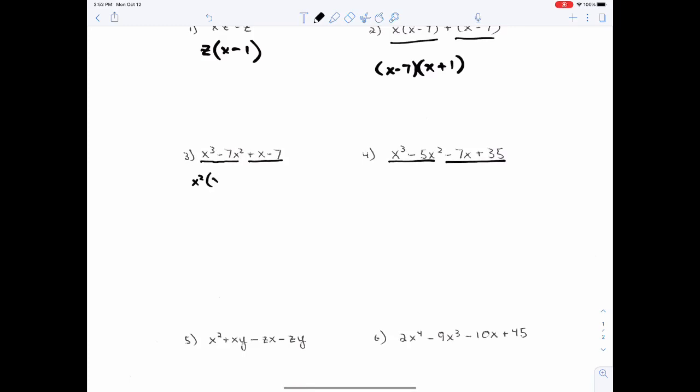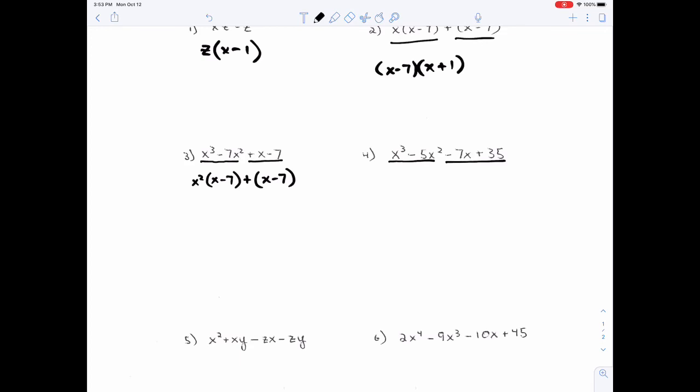So that would give us x squared times x minus 7. Now, what can I do with the last 2? Well, really nothing, so I'm going to put plus the quantity x minus 7. I want to point out something. We have not factored. It's not like we can factor more. We have not factored at all.